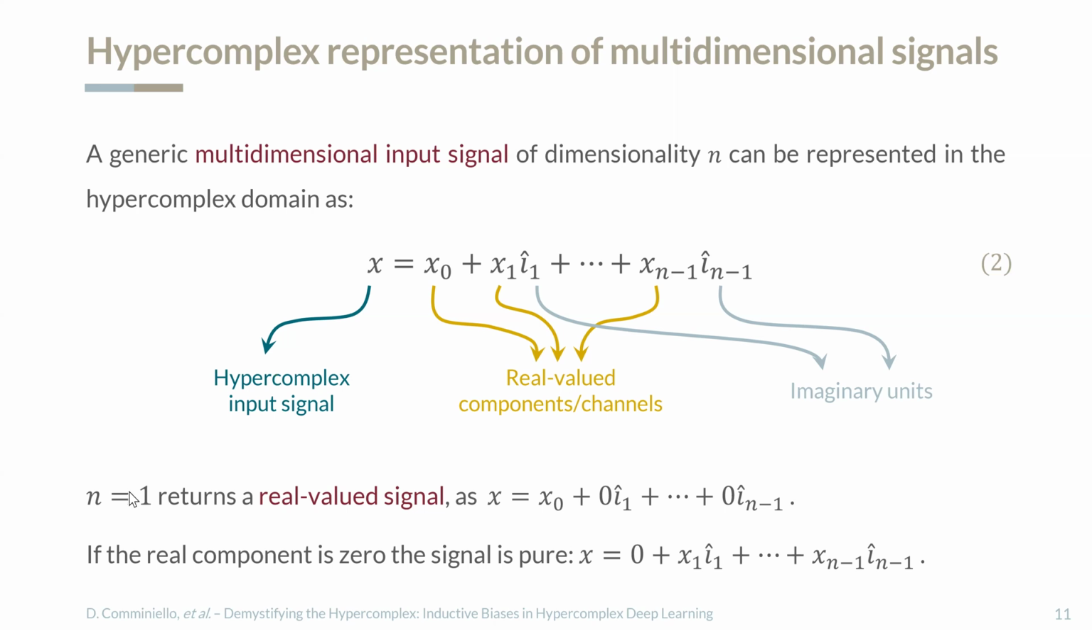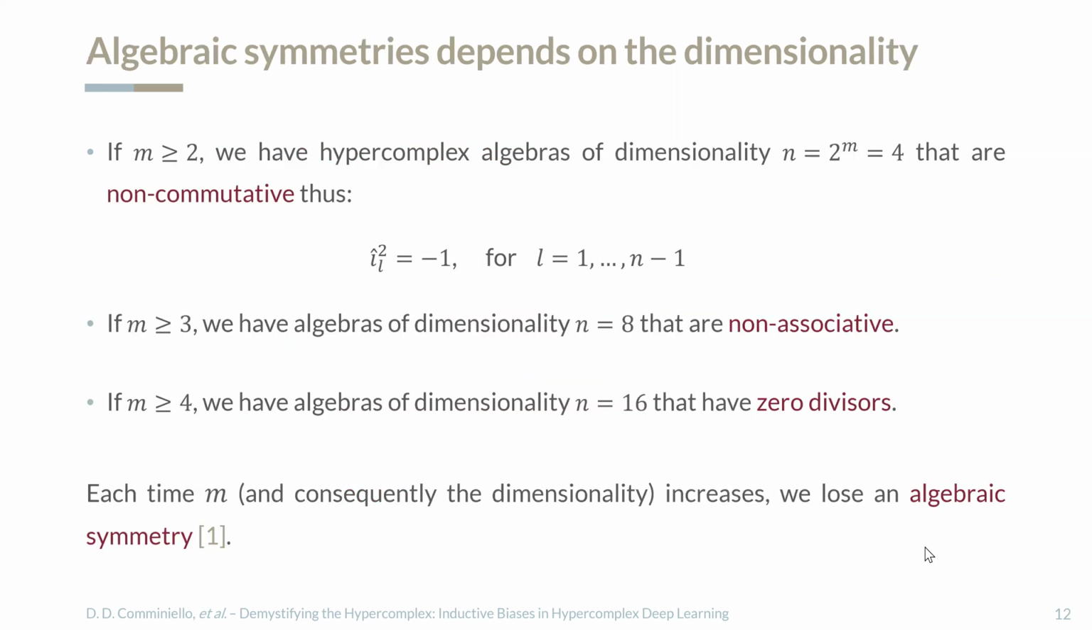So, of course, if n is equal to 1, this is just a real valued signal, and this means that we have just one dimensionality. If the real component is 0, it is called a pure hypercomplex signal. So this means that we have only imaginary units with 0 real part.